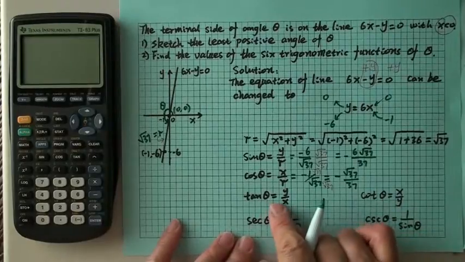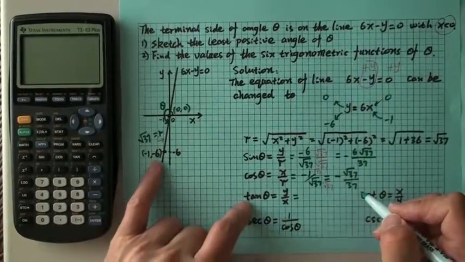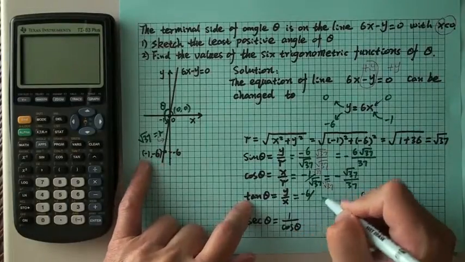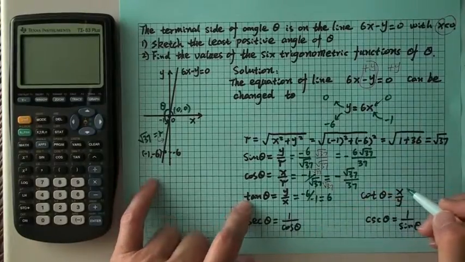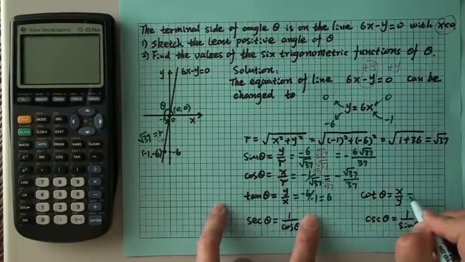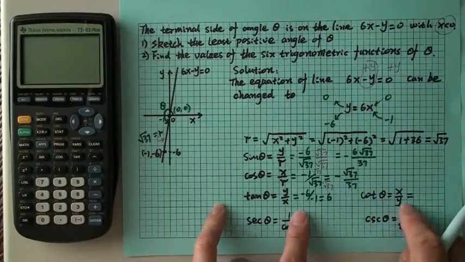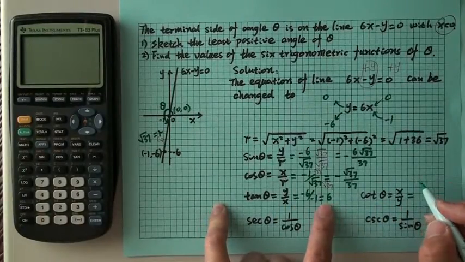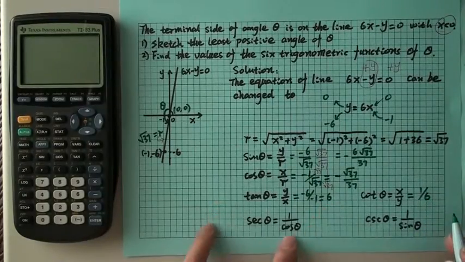Now, what is tangent theta? Tangent theta is y over x. Y is negative 6, x is negative 1, so it's 6. And cotangent theta is x over y, the reciprocal of this one. So it was 6 here, then 1 over 6 will be cotangent.